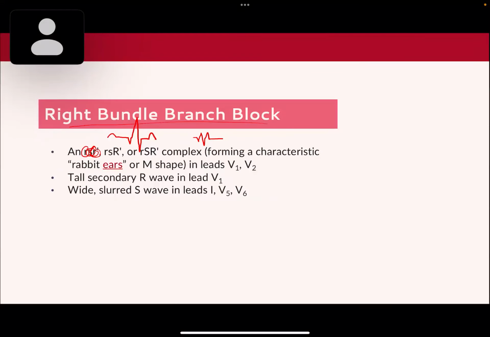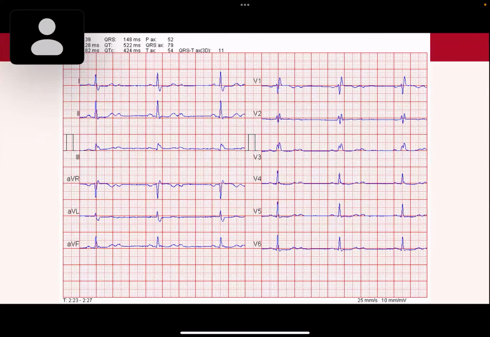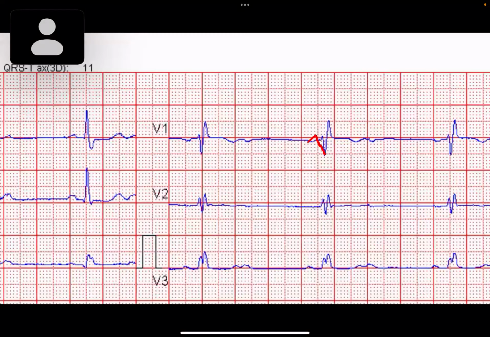If you see this in the chest leads, which include V1 to V6, and you find rabbit ears, so this is an R wave, S wave, and then another R wave, which is described as this, this is a right bundle branch block.